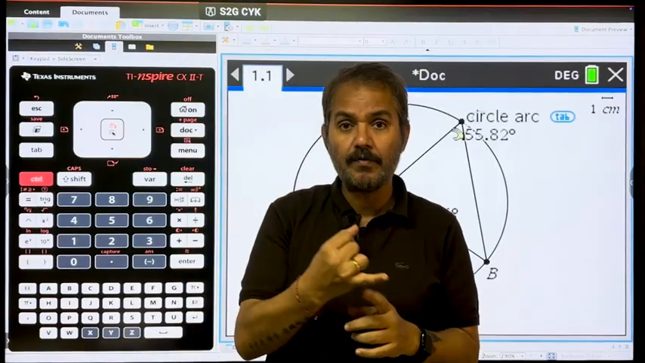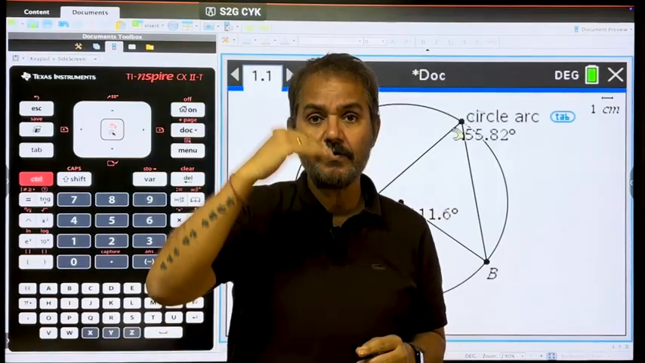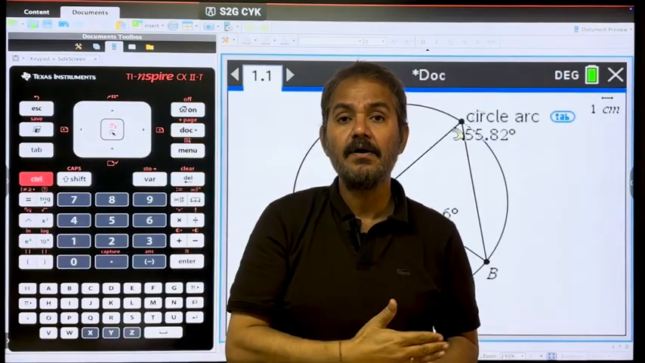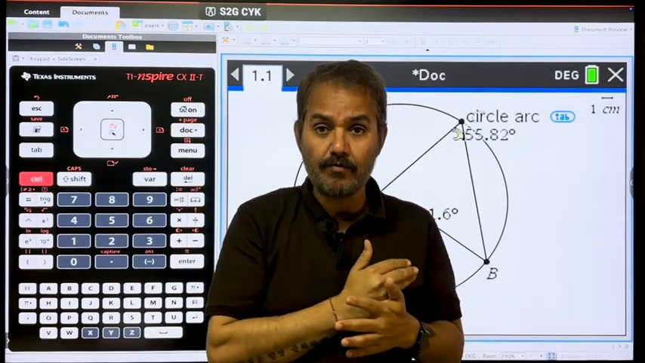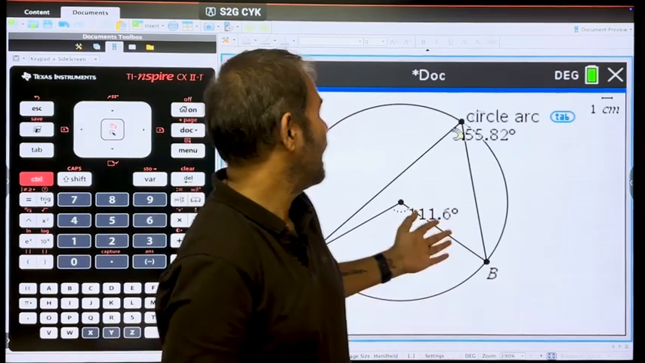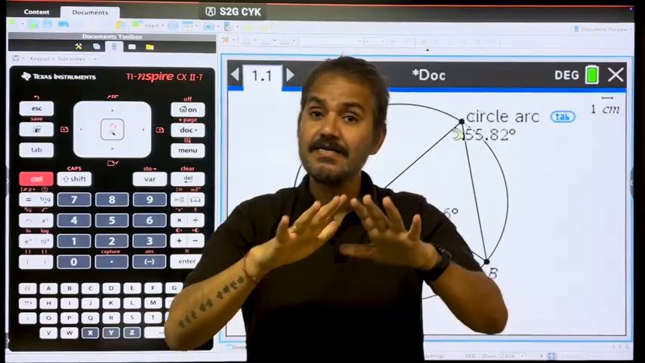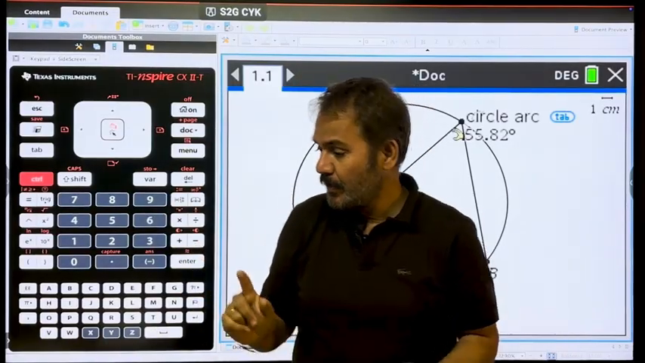So our first theorem was angle made at the center is 2 times the angle made at the circumference. Angles made in a semicircle are always right angles, that is 90 degrees. And the third one is angles made in the same segment are always equal, right?